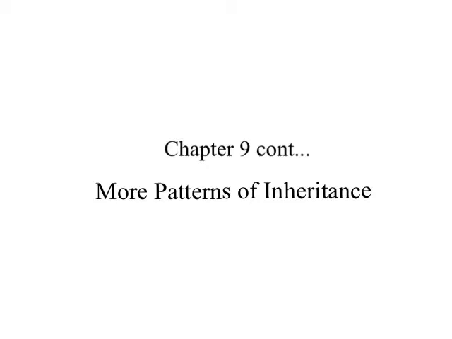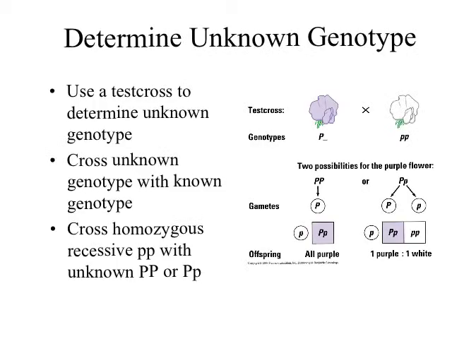All right, hold on to your seats and pens as we do some more patterns of inheritance, taking a look at some more details and some more complexities about genetic inheritance. So after learning about monohybrid and dihybrid crosses that Mendel did with his pea plants, we can actually use that phenomenon in order to determine the unknown genotype of a certain organism.